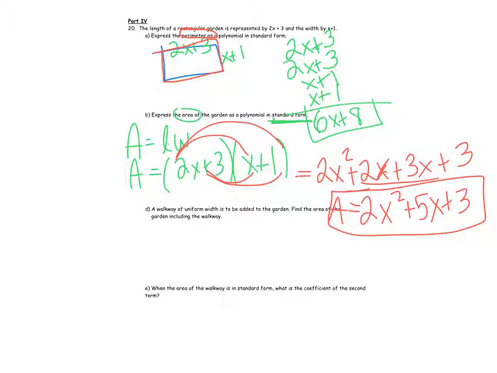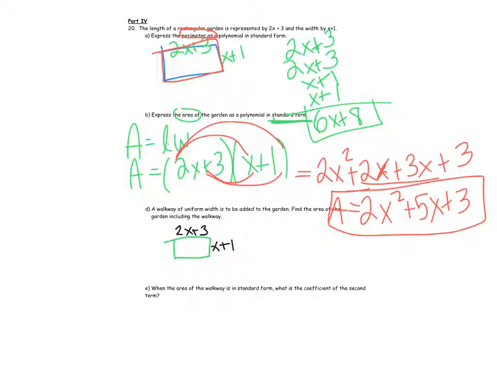All right, so the next piece that I want to take a look at is that we have a walkway of uniform width to be added to the garden. Well, here was my garden. I'll draw it outlined in green. And we had 2x plus 3 and x plus 1 as the dimensions. And I'm going to add a uniform walkway around the garden.